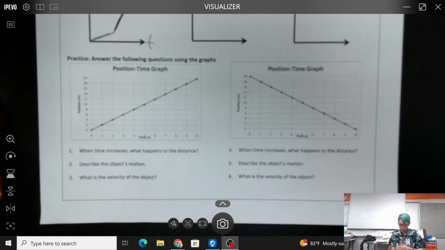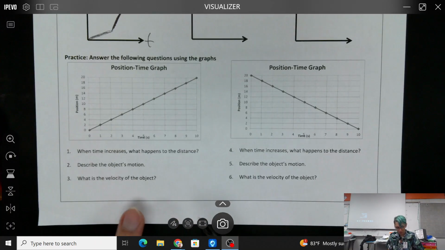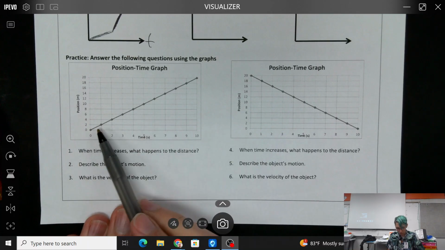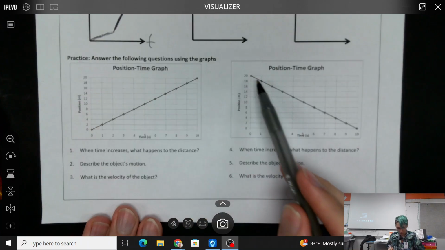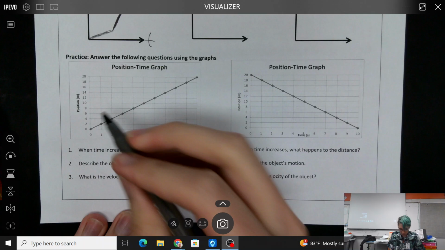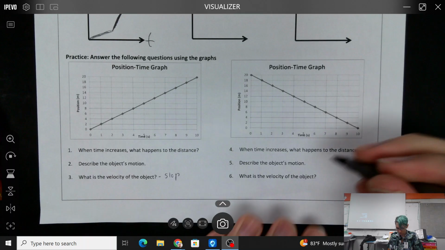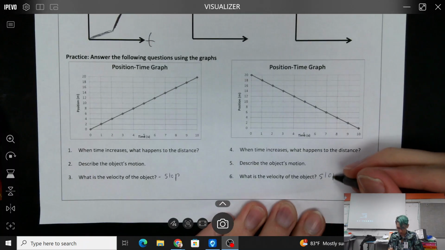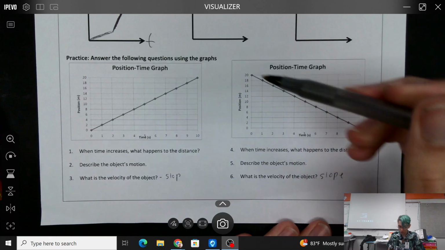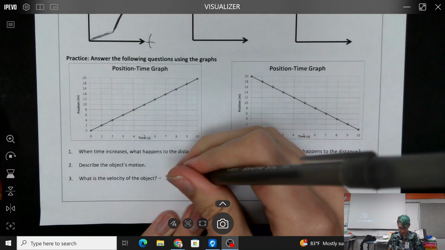Let's look at these real quick. On position versus time graphs, when time increases, what's happening to the distance? Is it getting greater or is it getting less? Describe what the motion looks like, and the velocity is going to be the slope, just like we saw in math class. And once again, if you want help working through that, I'll gladly help you. Walk up, ask questions, don't die.